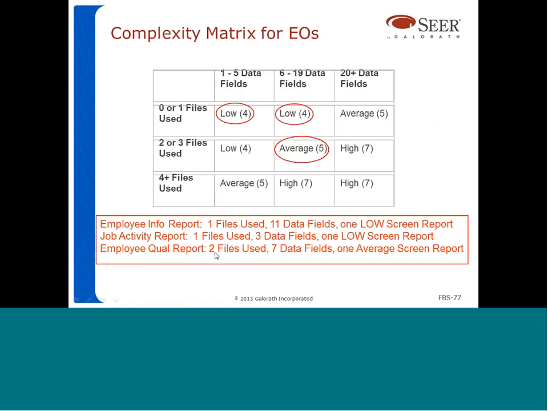The employee qualification report is going to have 2 data files used. We use this row, and it's going to have 7 data fields. So we fall right here, 2 data groups between 6 and 19 data fields. So it's going to be an average complexity.